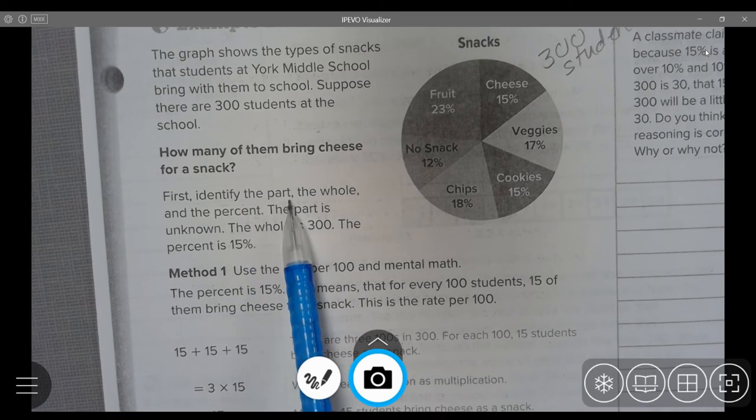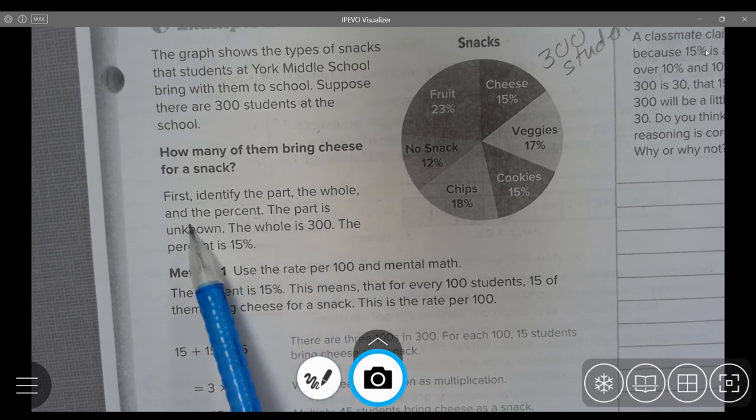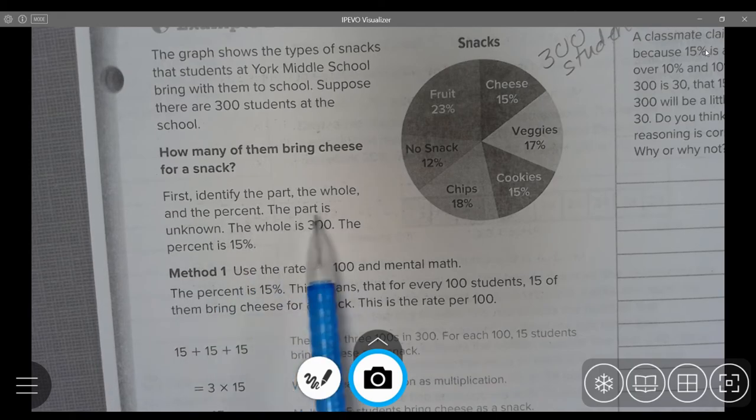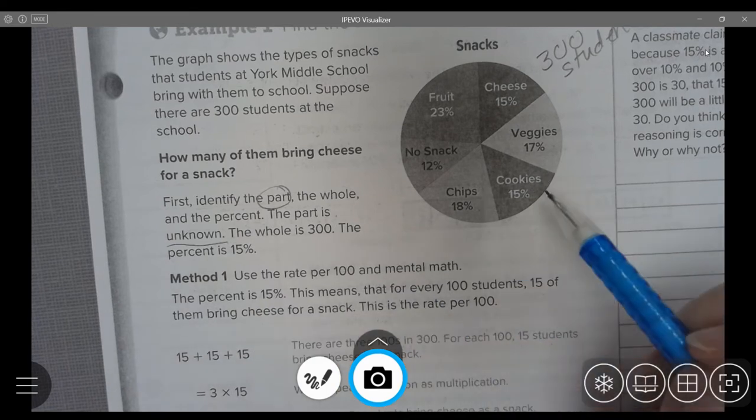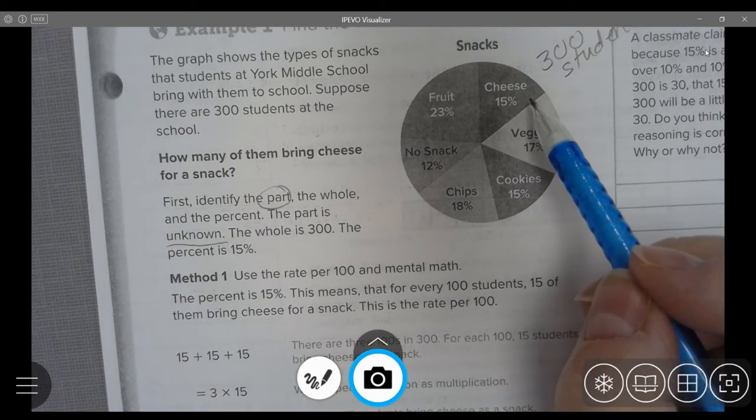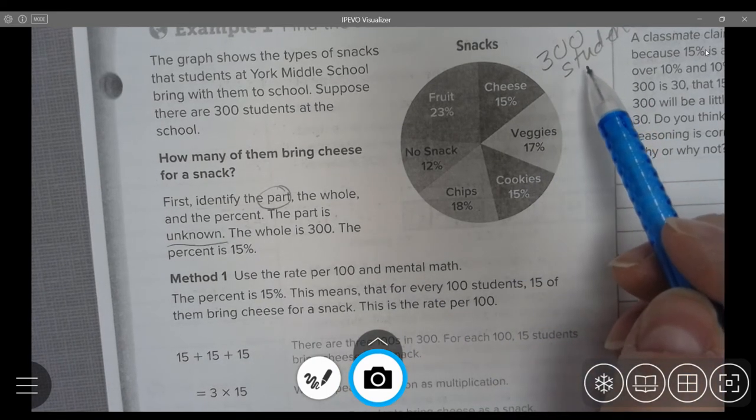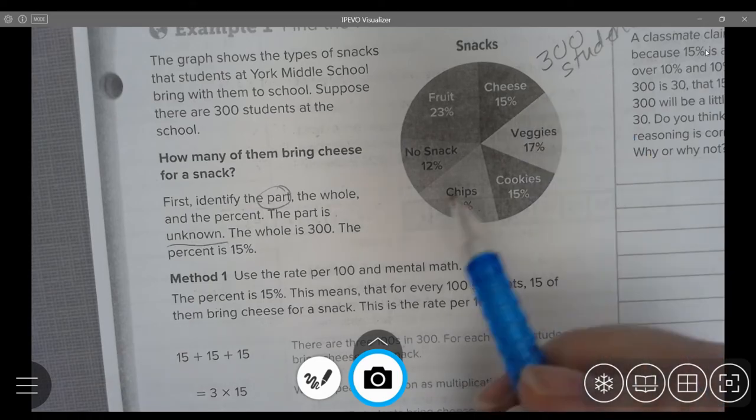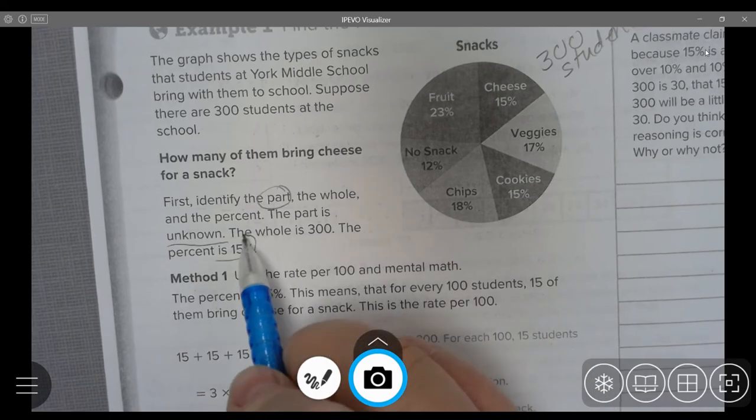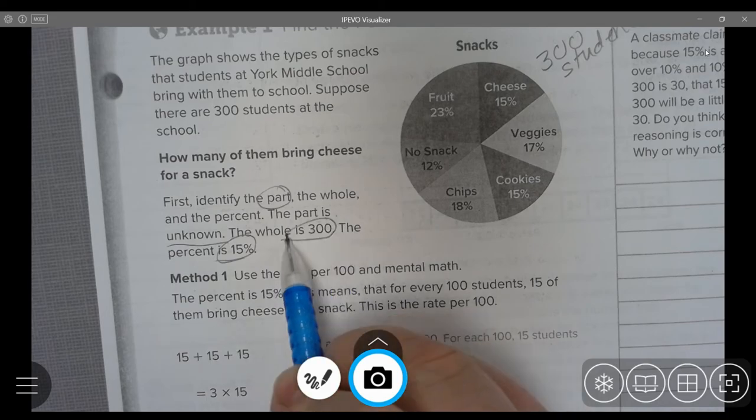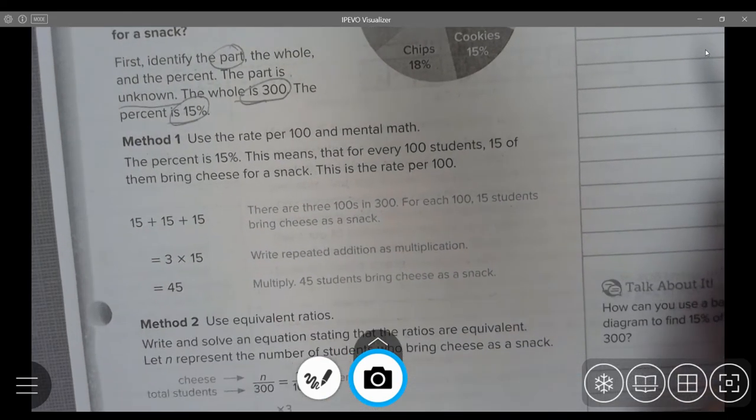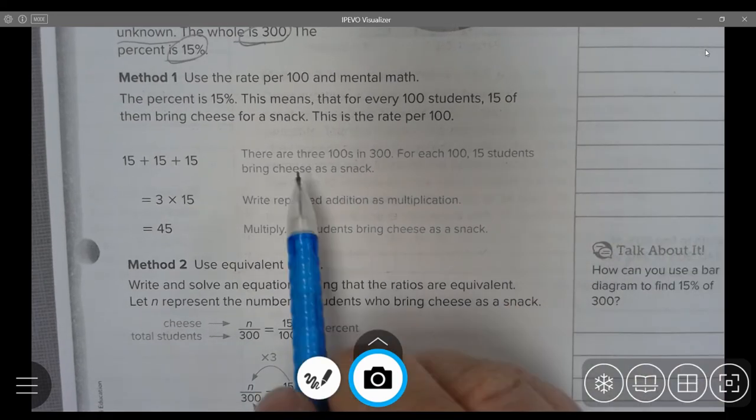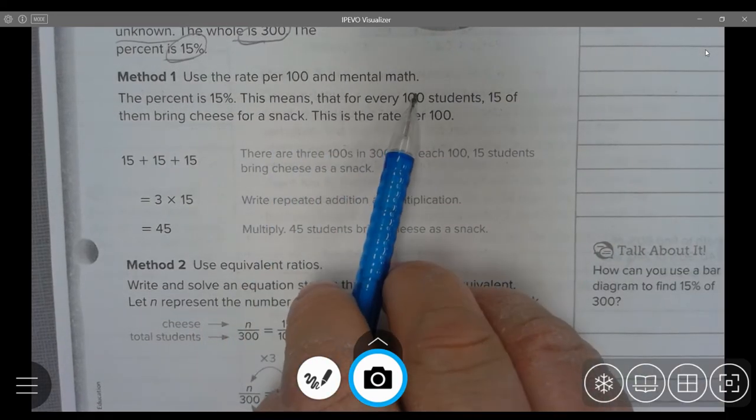So first we identify the part, the whole, and the percent. The part is unknown. We don't know how many of the 300 would bring the cheese. All we know is the percent, which is 15%. We know the whole is 300. There are a couple of different methods you can use. One method is to use a rate per 100, or mental math.